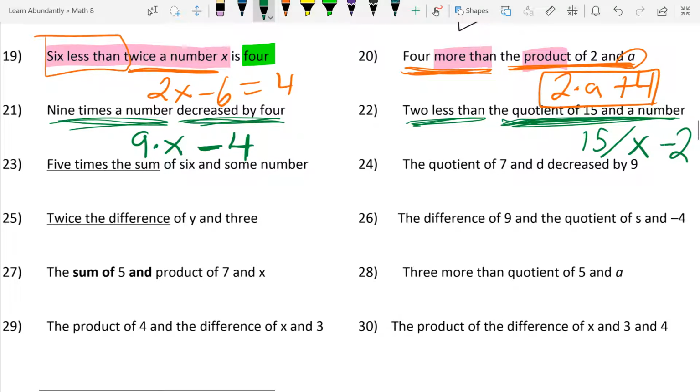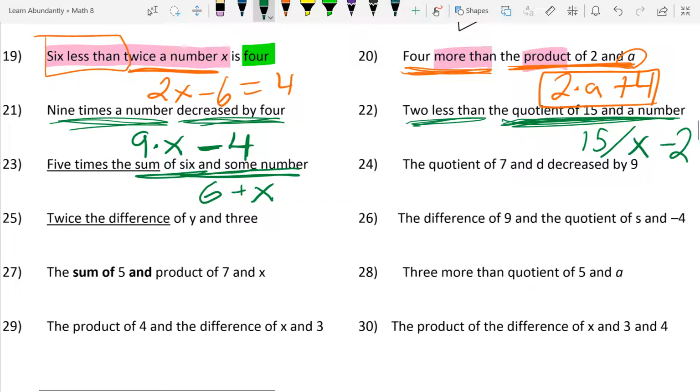Next, we have 5 times the sum, and this part's already underlined because it's meant to be a big hint. 5 times the sum of 6 and some number. We need to go ahead and do the 6 and some number. Well, what am I doing to the 6 and some number? Am I multiplying it by 5? No, I'm summing those. So the sum of 6 and some number, so 6 plus x. And then I'm multiplying 5 times the sum.